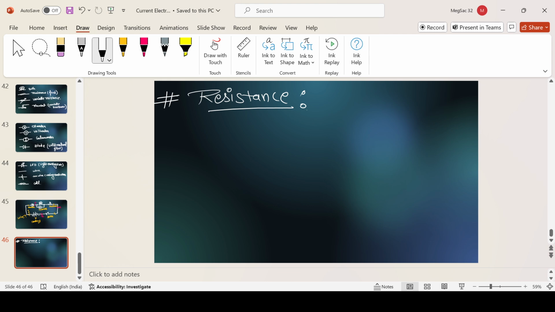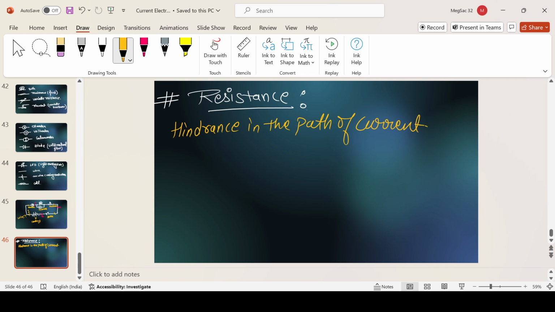Okay, so what is resistance? Any one of you? Any kind of hindrance in the flow of current. Yes, we can say a hindrance in the path of current. Okay, so something which stops the flow of current is called what? Resistance, or hindrance, or the obstacle.